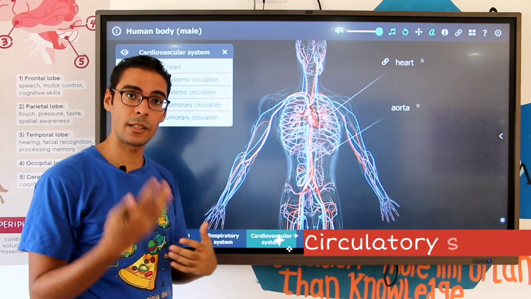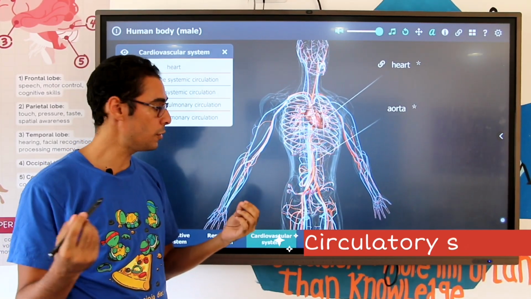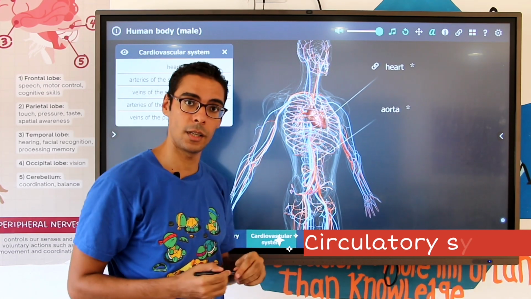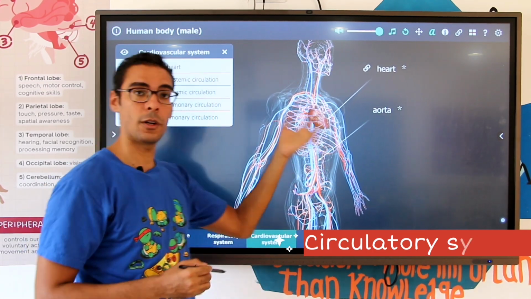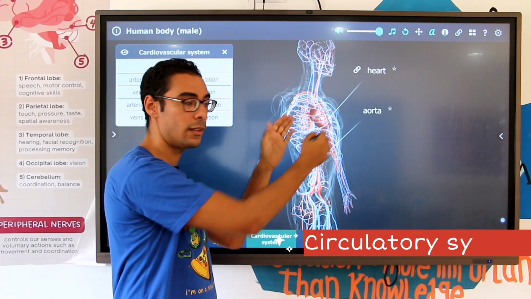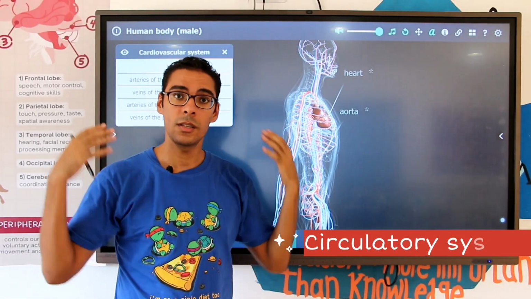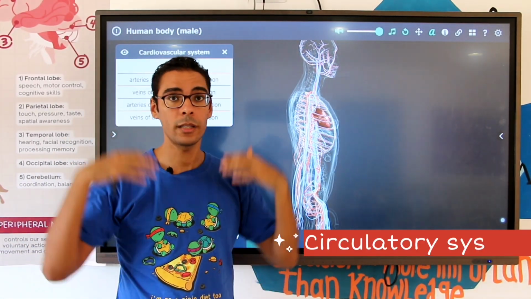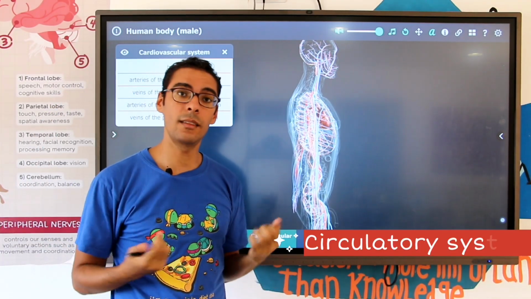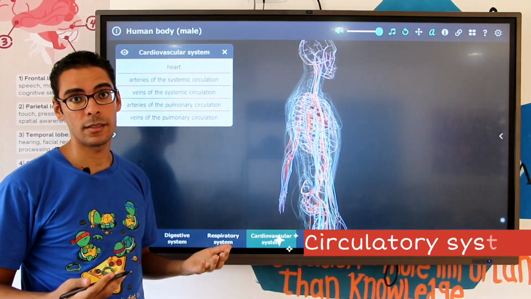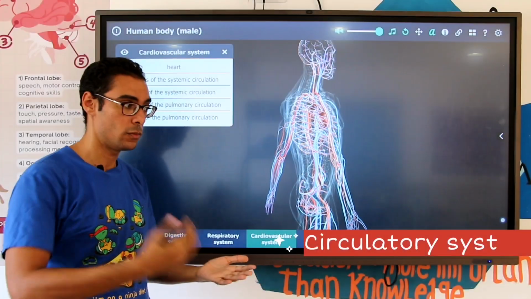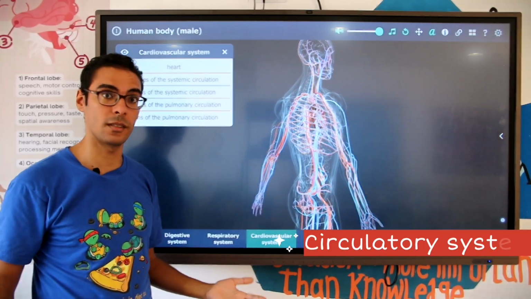This is the system that is responsible for delivering the digested food from the digestive system here and the oxygen from the respiratory system, which is located in this area, all over the human's body organs, because the arms, legs, heart, brain, all organs need the oxygen and the nutrients to obtain their energy, to perform their vital processes.